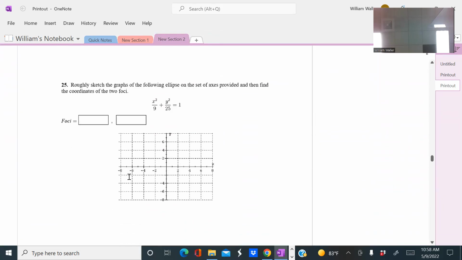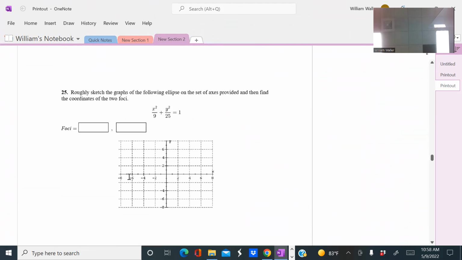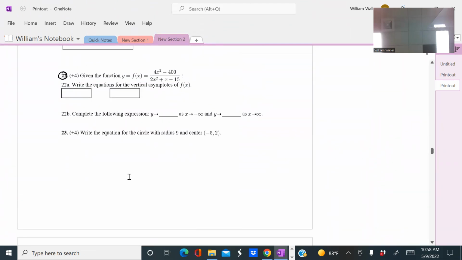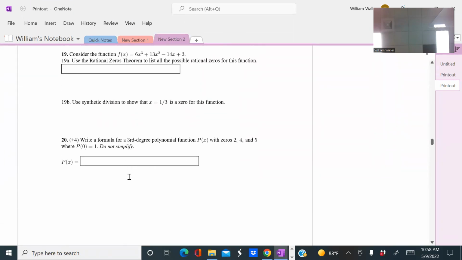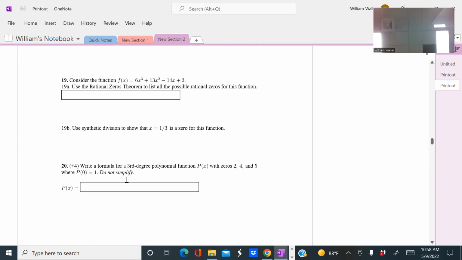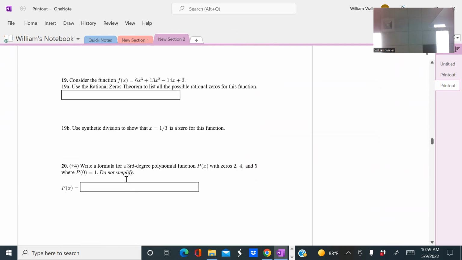Well, let's try this one. We got plenty of time. So I skipped over this one, but let's just remind ourselves of this and see how this works out. 19. Okay.